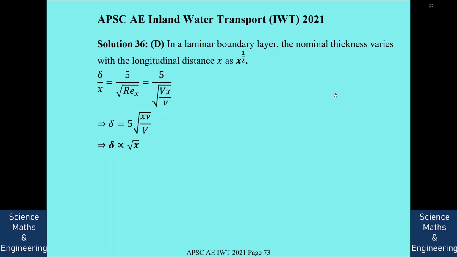Now see how we get it. From the Blasius equation, we have delta by x is equal to 5 by root over Rex, which is equal to 5 divided by root over V x by nu. So from here we get delta is equal to 5 into root over x nu divided by V. So delta is directly proportional to root over x, that is, delta is directly proportional to x to the power half. Next.